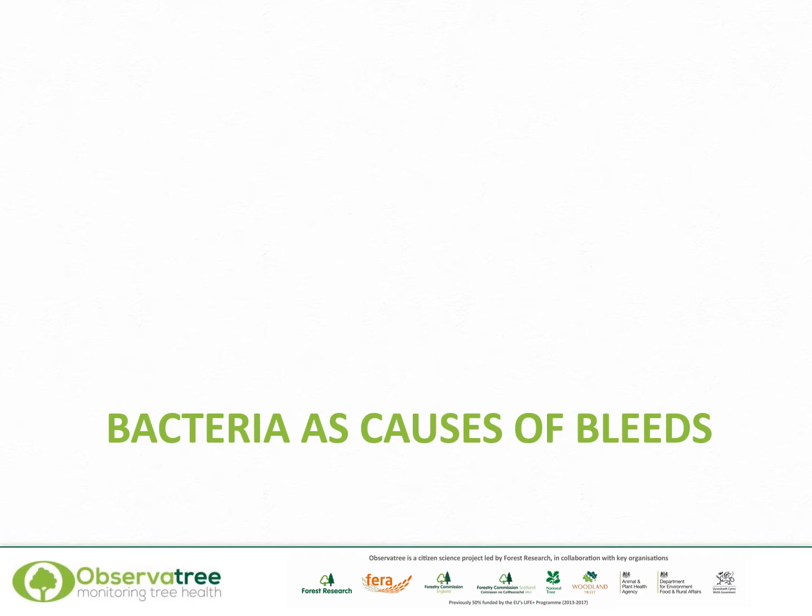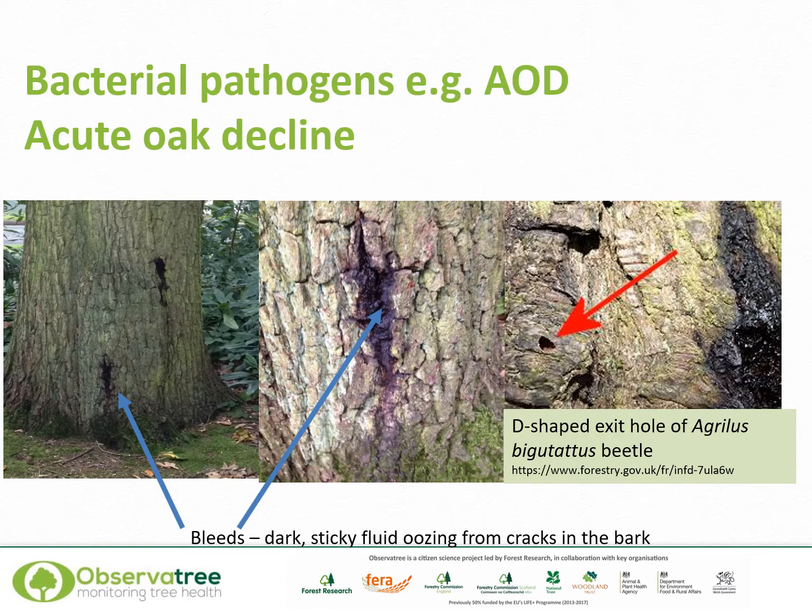We're now going to look at a number of bacteria that can cause bleeds on trees. Acute oak decline, commonly called AOD, is a complex decline disease involving a number of bacterial species which cause bark lesions and a native oak jewel beetle. The disease causes a rapid decline in oak trees and can kill them within 5 or 6 years.